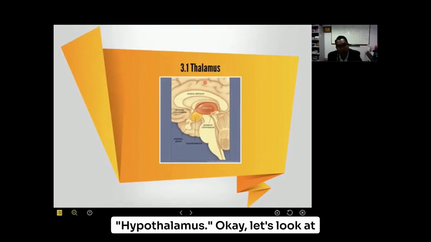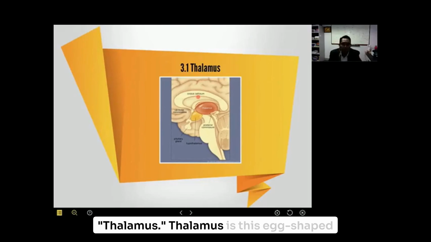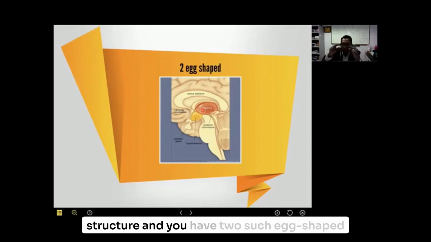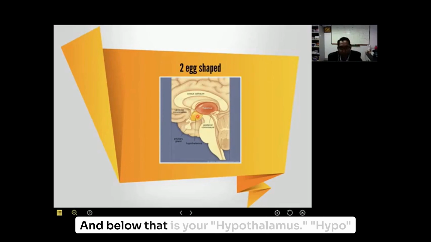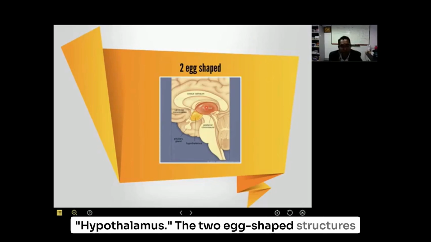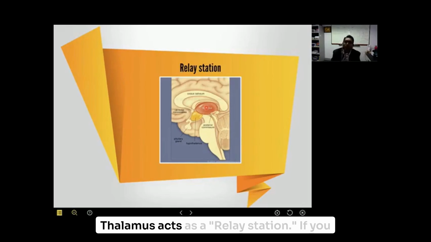Okay, let's look at thalamus. Thalamus is this egg-shaped structure, and you have two such egg-shaped structures in your brain. And below that is your hypothalamus. Hypo, underneath the thalamus, or hypothalamus. The two egg-shaped structures are called thalamus, and thalamus acts as a relay station.